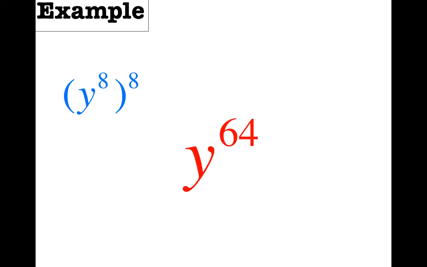Okay, how about another example? What if you have y to the 8th to the 8th? What do you do with the two 8ths? Well, we just said that what you do with the two 8ths is you multiply them together, and therefore this would simply come out to y to the 64th power. And it seems like that's a crazy large exponent, but that's what it is. It's y to the 64th power. And that's it. Except things get a little bit more complicated, so we probably need another example or two.